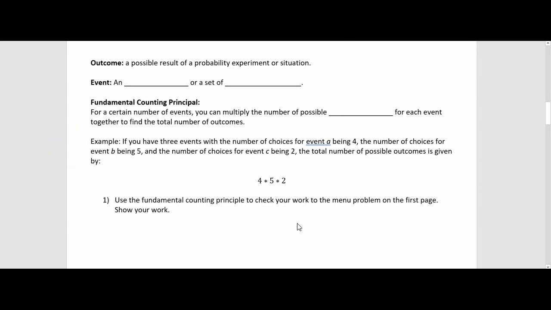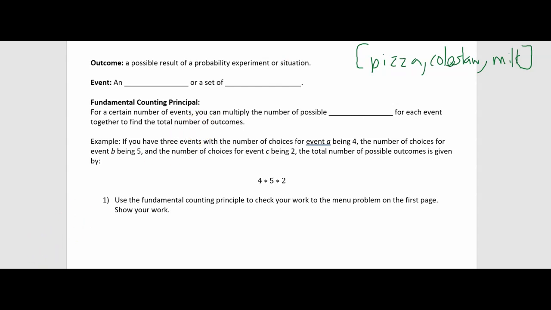First, though, let's start with some vocab dealing with probability. So we have an outcome. An outcome is a possible result of a probability experiment or situation. So an outcome in our previous example would have been pizza, coleslaw, and milk. Right? That's one possible outcome. You have an entree, you have a side dish, and you have a drink.